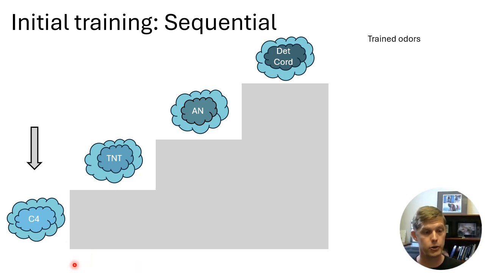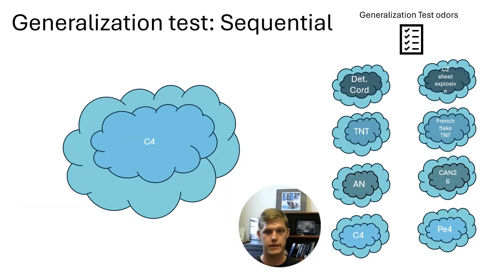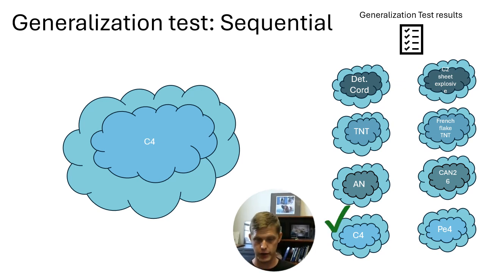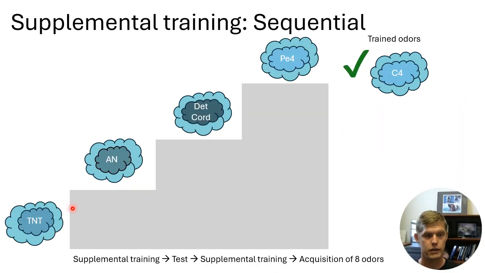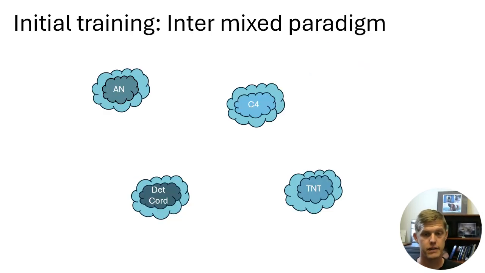So our sequential group was quite similar, but instead of starting with that mixed component, all those little pieces coming together, we just trained them directly to the C4. Then we did our generalization test to all of them. And then say, for example, they responded just to C4. We would then pop that one out, start with the next one, train them to that one to proficiency, go back to our generalization test, and start all over again. And we would continue that all through the various odors.